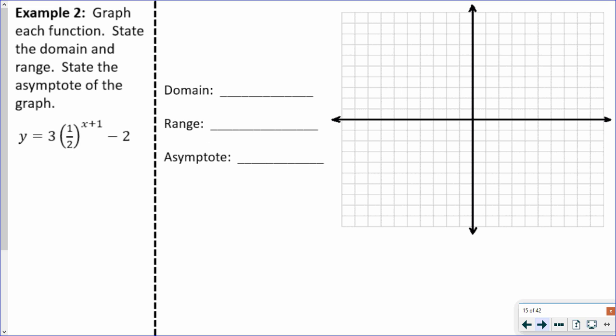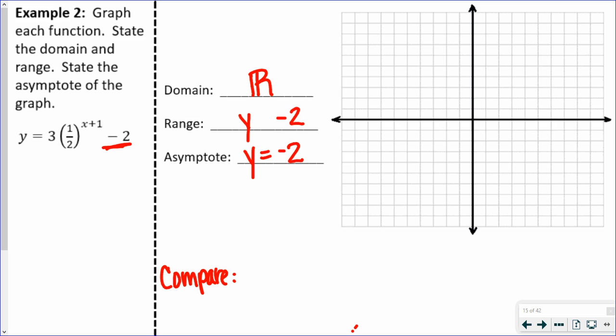Okay, so on this one, I'm going to start with my asymptote. It's this K value, so y equals -2. I know the range is going to match the y and the -2. Domain is all real numbers. Okay, so then if I had to compare, which this doesn't actually say you have to, but I'm going to just practice, the 3 makes it steeper. That A value 3 in front makes it steeper. Plus 1 in the exponent actually means you go left 1. And -2 is down 2.